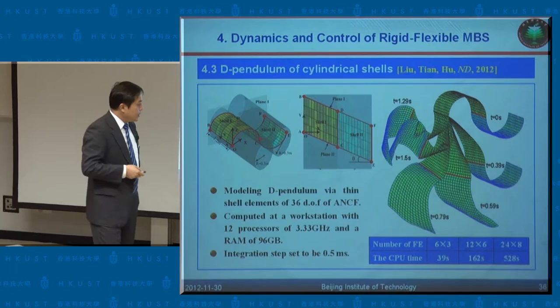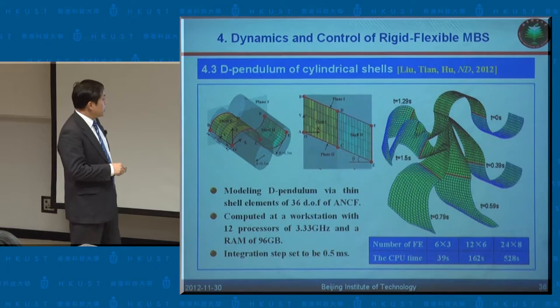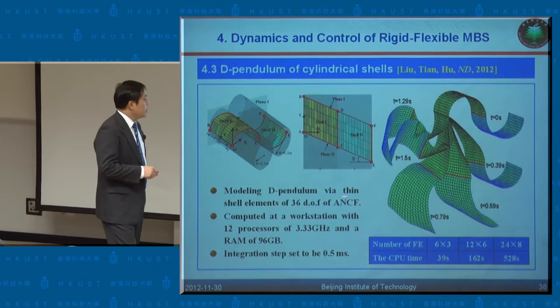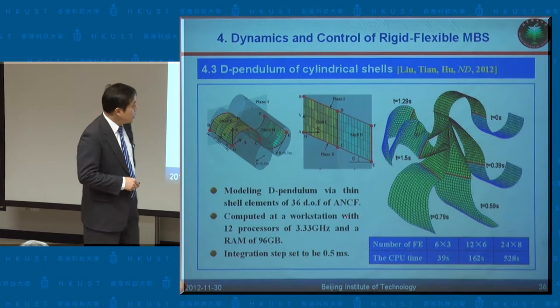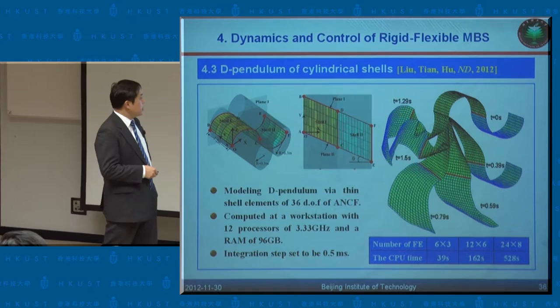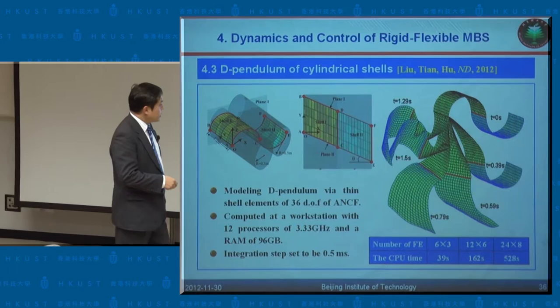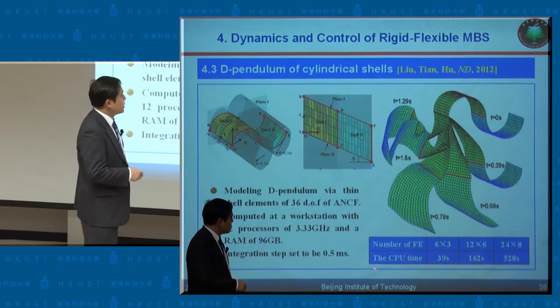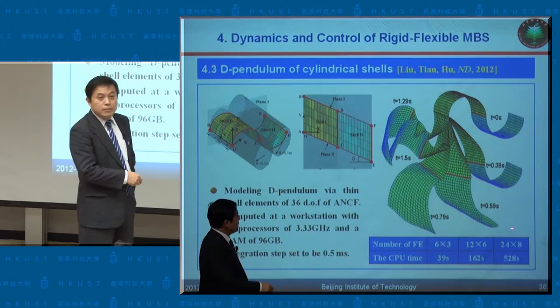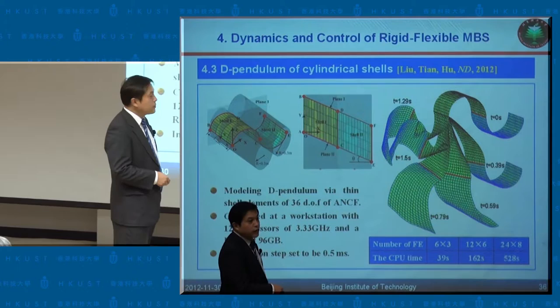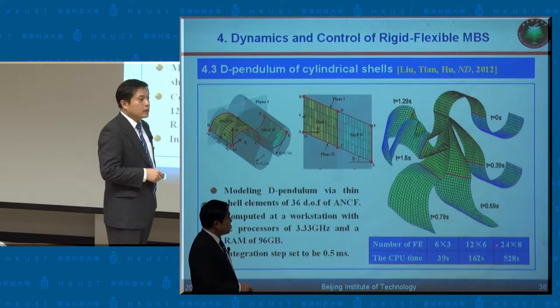Here we model the double pendulum through thin shell elements of 36 degrees of freedom, plate element, shell element, based upon the absolute nodal coordinate formulation, and we complete the Newmark simulation at a small workstation with 12 processors. Here are the computational times, CPU time, with respect to the number of elements. This is a very good result. It takes less than 10 minutes. However, in the old days, it required at least 1 or 2 hours. So you can imagine that if the computational time is so long, you cannot use this approach in application.